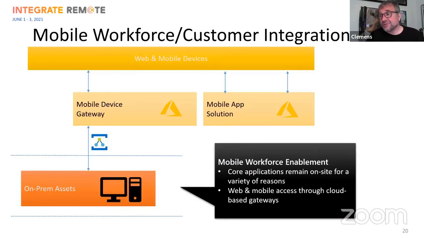And then what we also see is on-premises applications that require extension with mobile device gateways. Mobile devices obviously cannot connect directly back into, or have a hard time connecting back into, the on-premises assets if people are on the road. So they need a bridge that sits somewhere in the cloud. Here the mobile device gateway is there to talk to the web and mobile devices, and then the web and mobile devices can talk back to the on-premises assets.